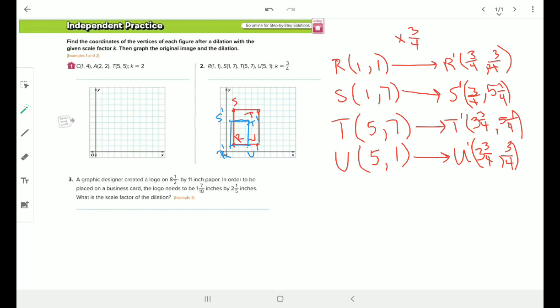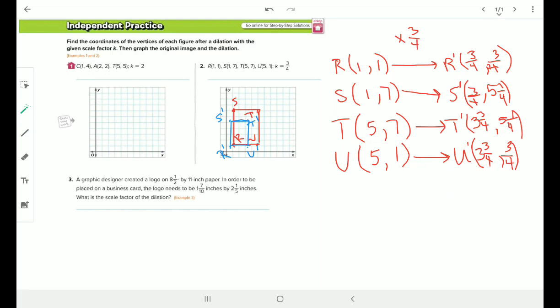So something like that. Okay. Notice the image shrinks. It gets smaller by a factor of 3/4. Okay. So that's kind of the idea behind number 2, and that will help you with some of the graphing ones that are similar to question 2.